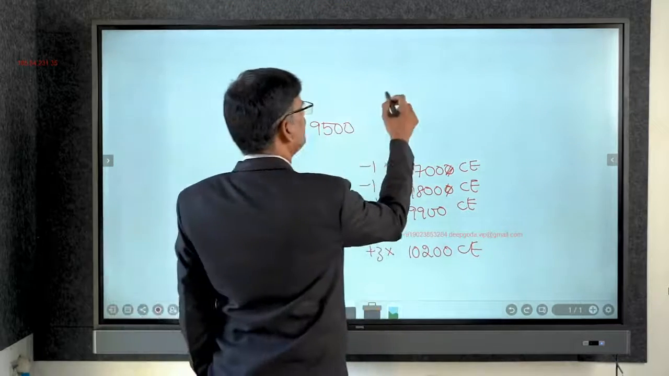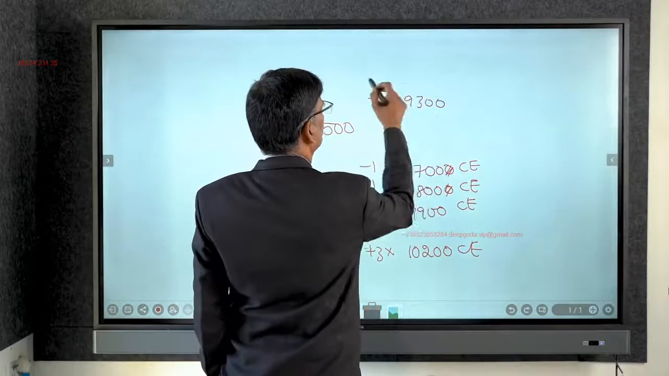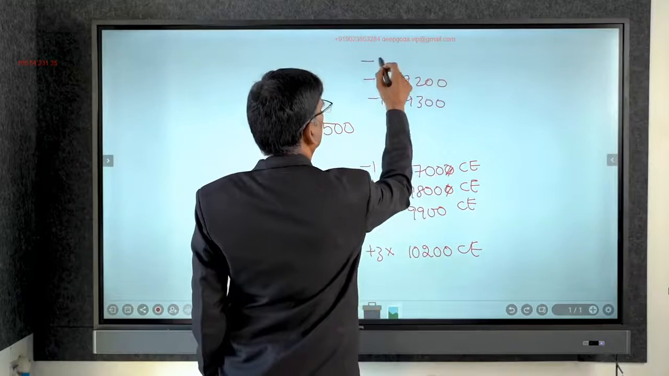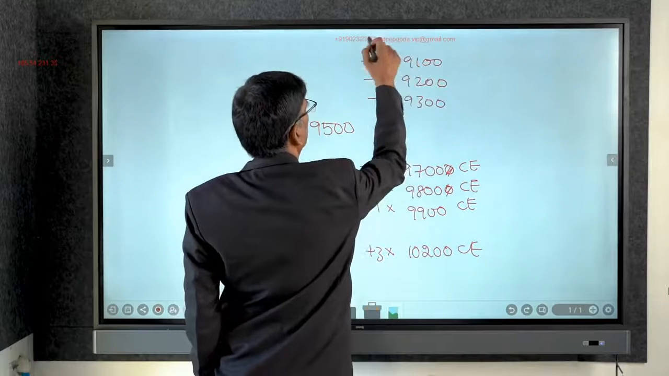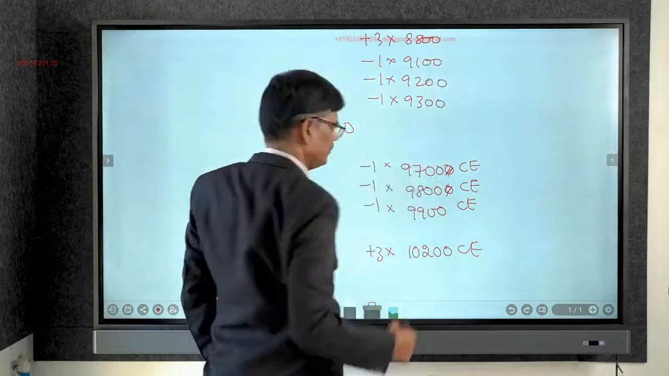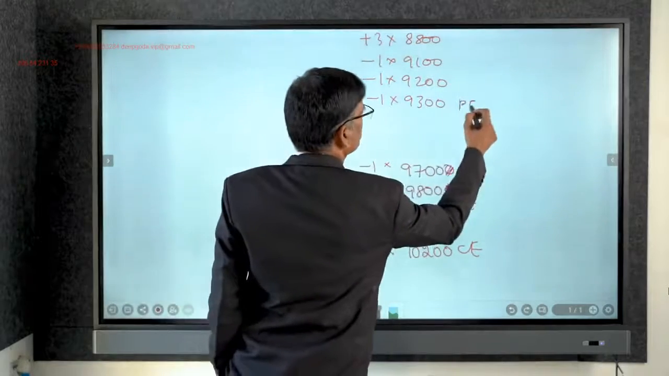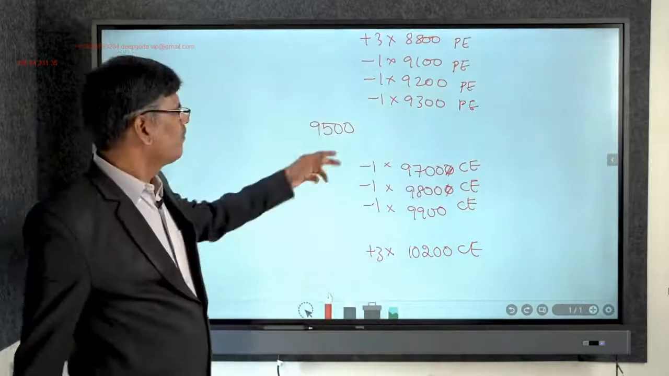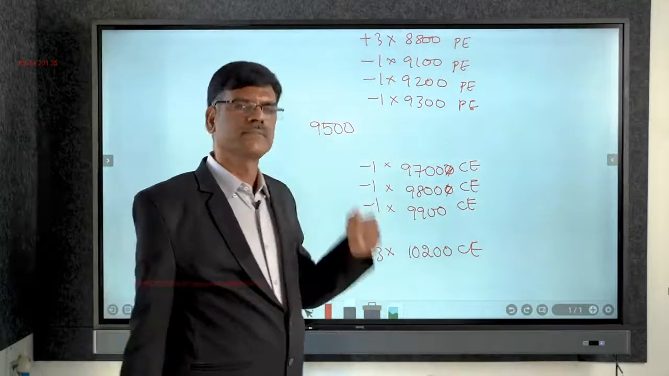Same at the downside, you sell 9.3, 9.2, 9.1. Then 3 lots you buy 8.8. All these are put options. Okay, we started with plus 200, minus 200.